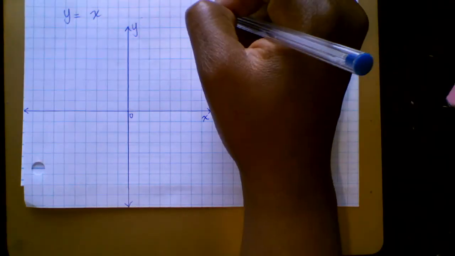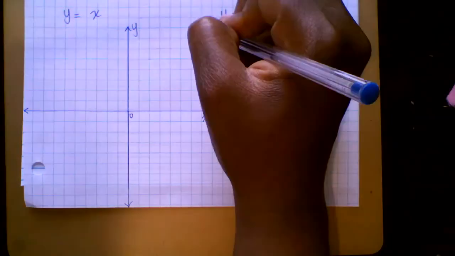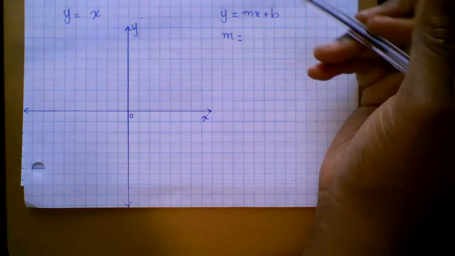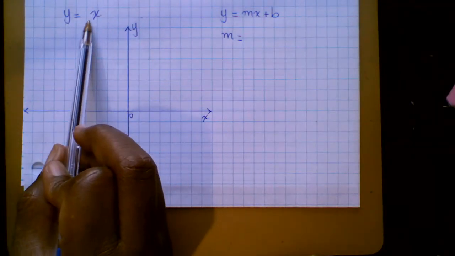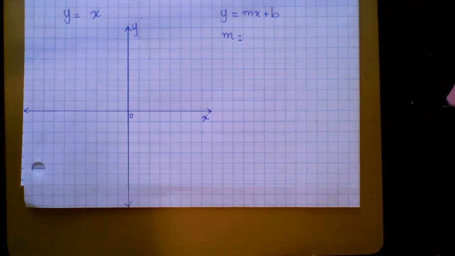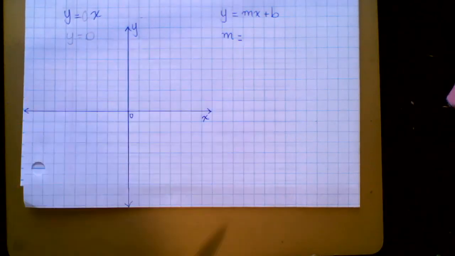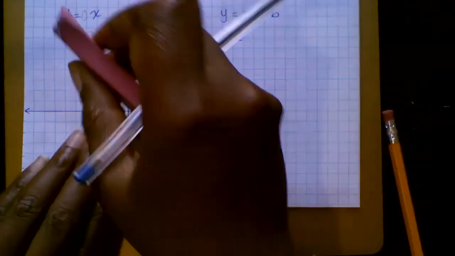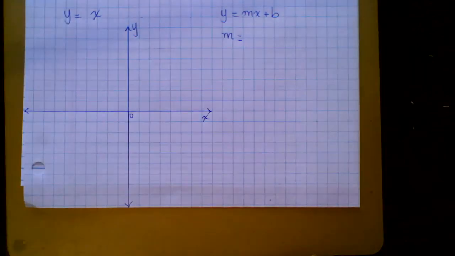Why? Because it can be written in the form y equals mx plus b. Remember, the slope m is the number in front of x. If you look at our example, what is the number in front of x? Some of you may think we don't see a number, so it's 0. No, it cannot be 0. Why? Because 0 times anything comes out 0, not x. So it has to be the number 1.